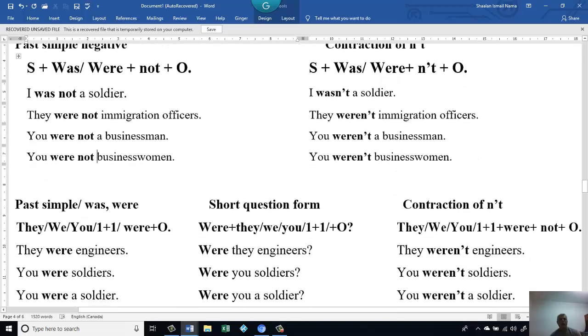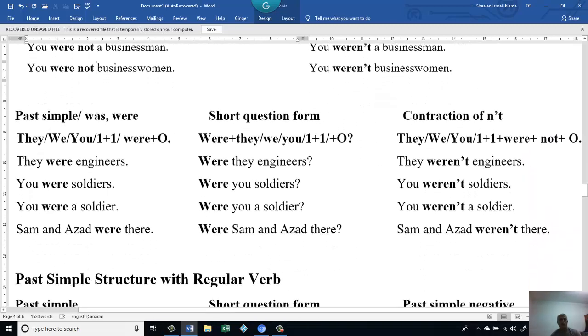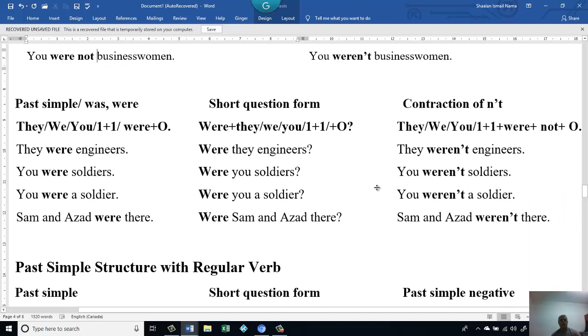Okay, let's continue. How to make a short question. Same thing we have here. They were engineers. Were they engineers? They weren't engineers. Then we have here, you were soldiers. Were you soldiers? You weren't soldiers.